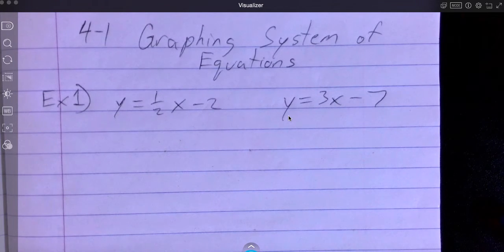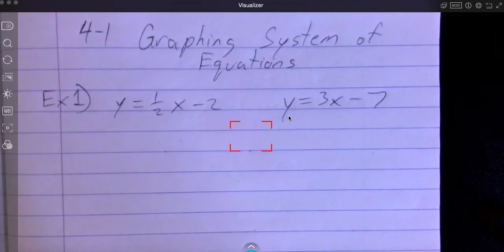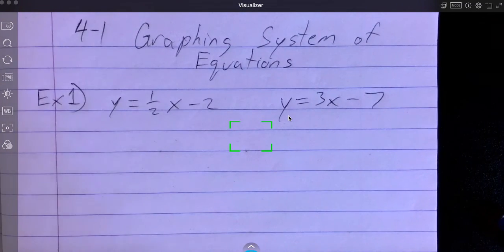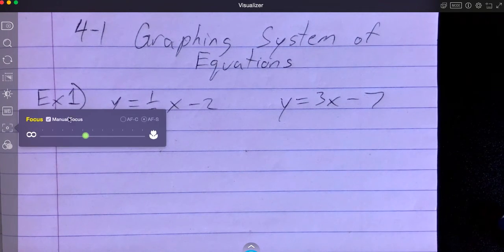Okay, guys, so we are starting chapter 4, 4-1, graphing systems of equations. Okay, so systems of equations. What is a system? A system is when you're solving more than one equation at a time. You can be solving two equations at the same time, three equations, four equations, five equations, but don't worry, this is the first time you're doing it, so you're only solving two equations at this time, only two equations.